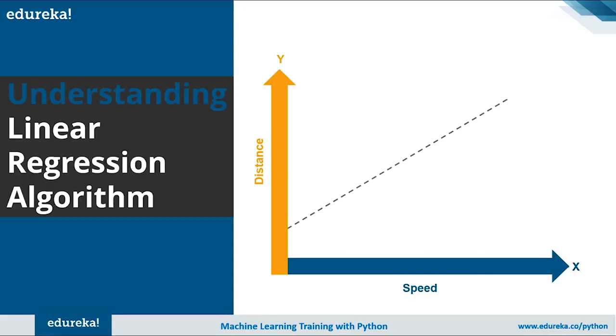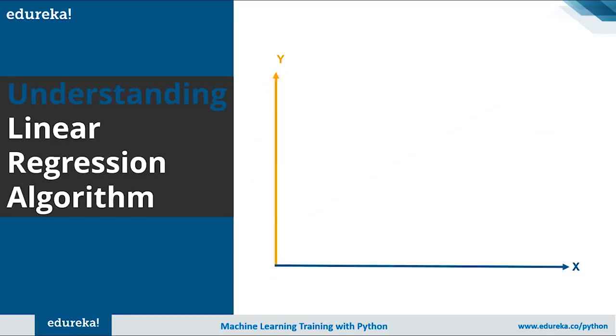Alright? So suppose the equation of line is y equal mx plus c. Then in this case, y is the distance traveled in a fixed duration of time, x is the speed of vehicle, m is the positive slope of the line, and c is the y-intercept of the line.